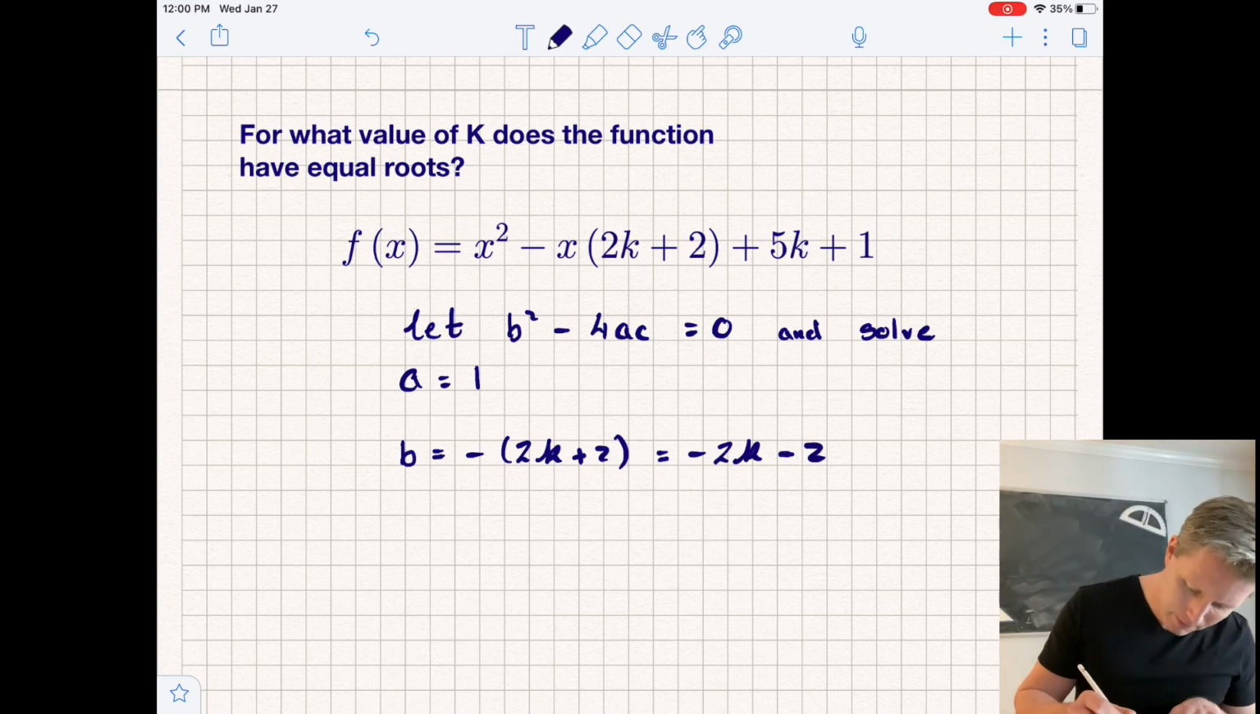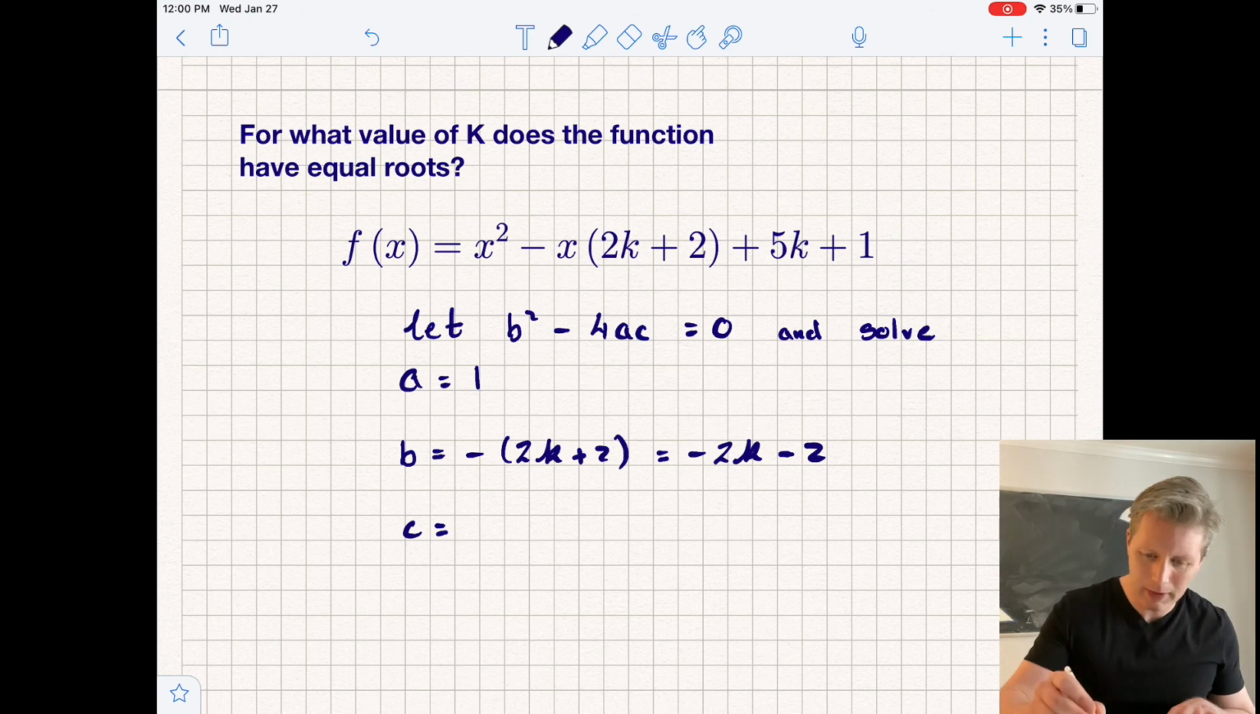And finally, my c term is my constant term at the end. That's all of this. It's 5k plus 1.